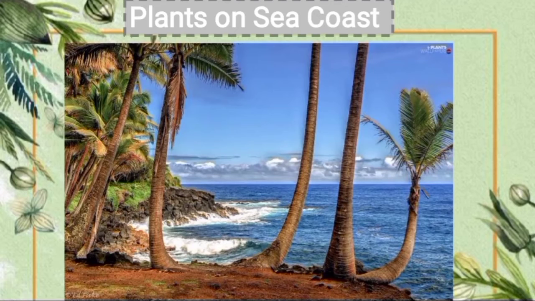Next is plants on the seacoast. As you know, coconut trees grow in coastal areas because they can survive in salty water and prefer areas of high rainfall. The seeds of such plants are carried off to faraway places by water.